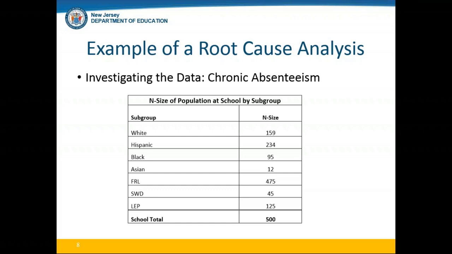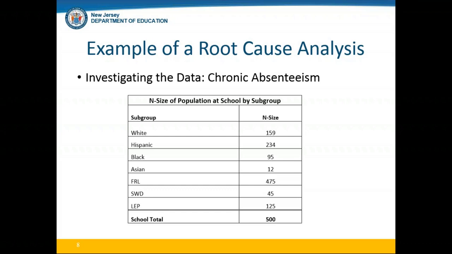And if we look at this subgroup N size chart, we notice that the N size by subgroup is as follows. White students have 159 members, Hispanic students are 234, Black students are 95, Asian students 12, free or reduced price lunch eligible students 475, students with disabilities 45, and LEP students 125.